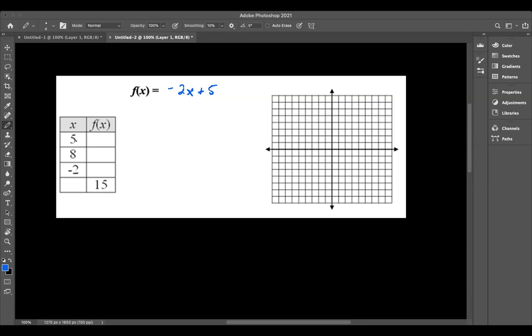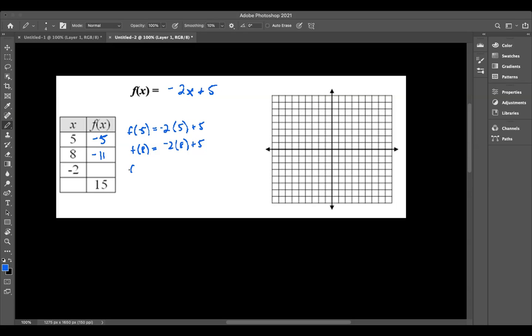So we have an x value here of 5. Okay, so now we're going to put f of 5, and we're going to substitute that in for the equation. So that'd be -10 plus 5. That gives us -5. Okay, so the same thing for 8. So -2 times 8 is -16, plus 5. It gives us -11.